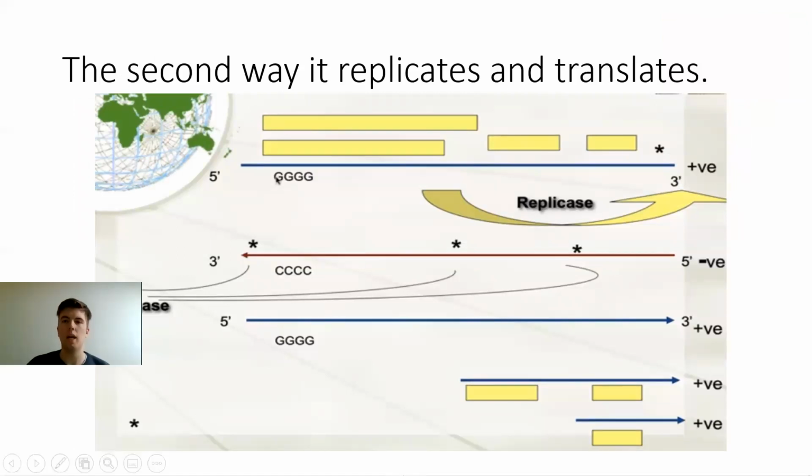The second way it replicates and translates is how it makes the 30K and the 17.5K. The replicase binds to the 3' end of the positive sense RNA. It then copies it back to the negative sense RNA and creates a mirror image. So here we can see the original strand, where the first 4 bases are GGG, would now be CCC.